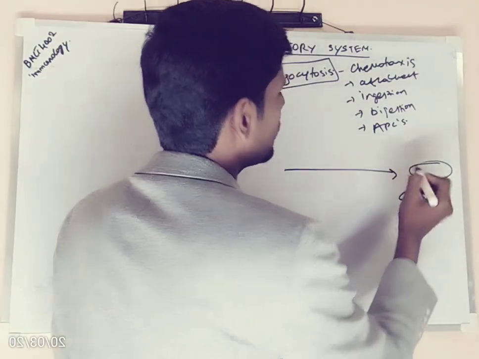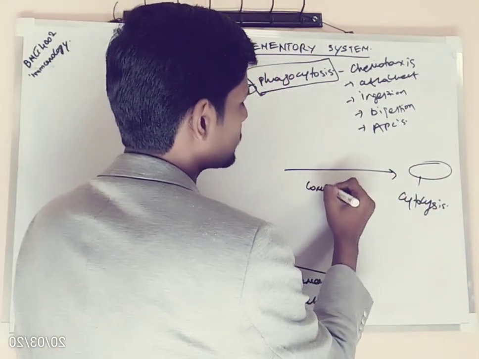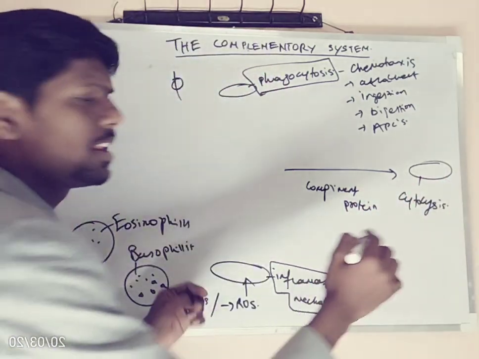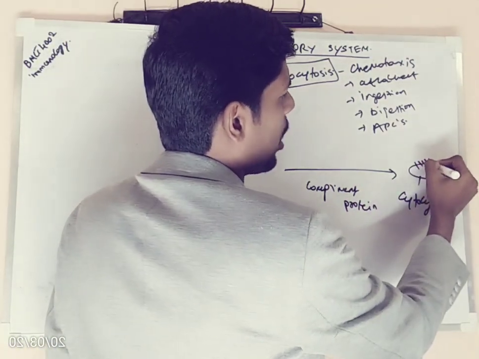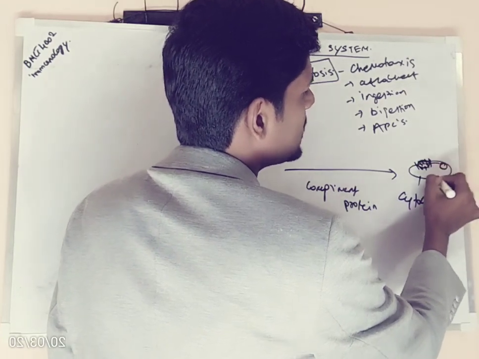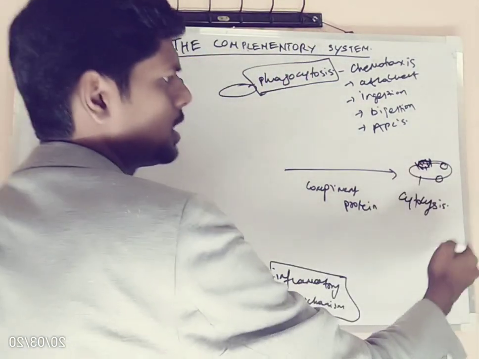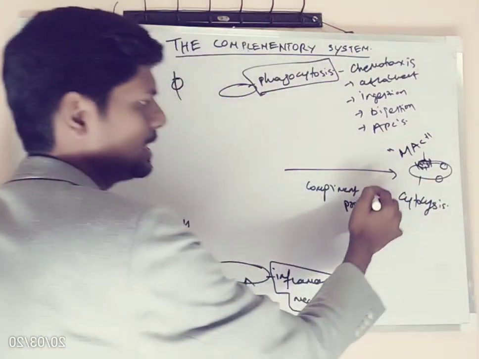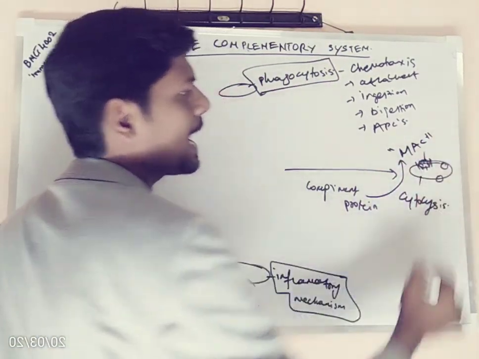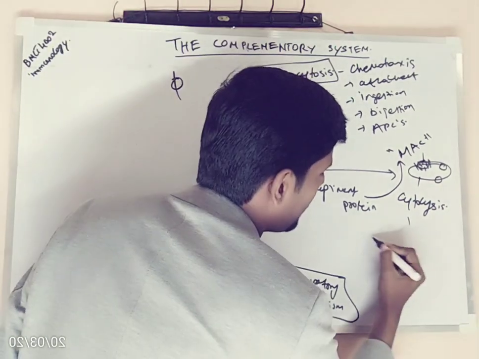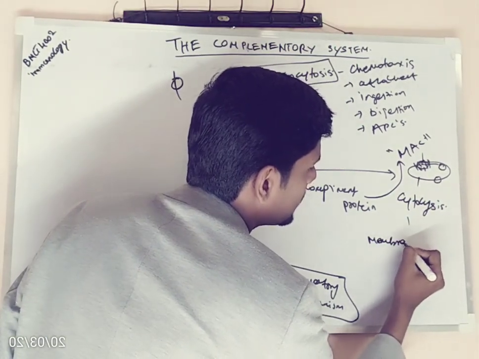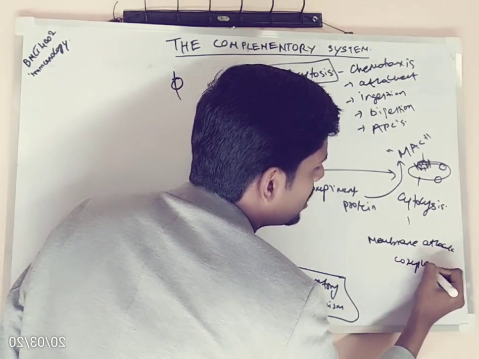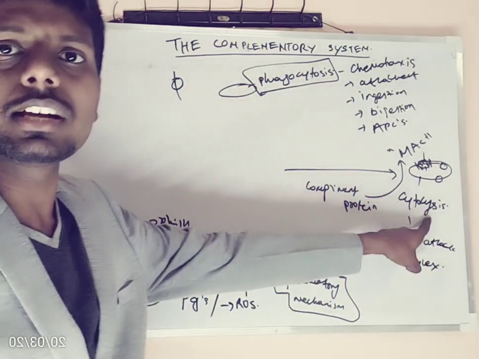So we have something called complement proteins. These proteins will work together and form holes in the pathogen, and this is called MAC generation. The complement system will make something called MAC. What is MAC? MAC stands for membrane attack complex. With the help of MAC we can kill the pathogen.